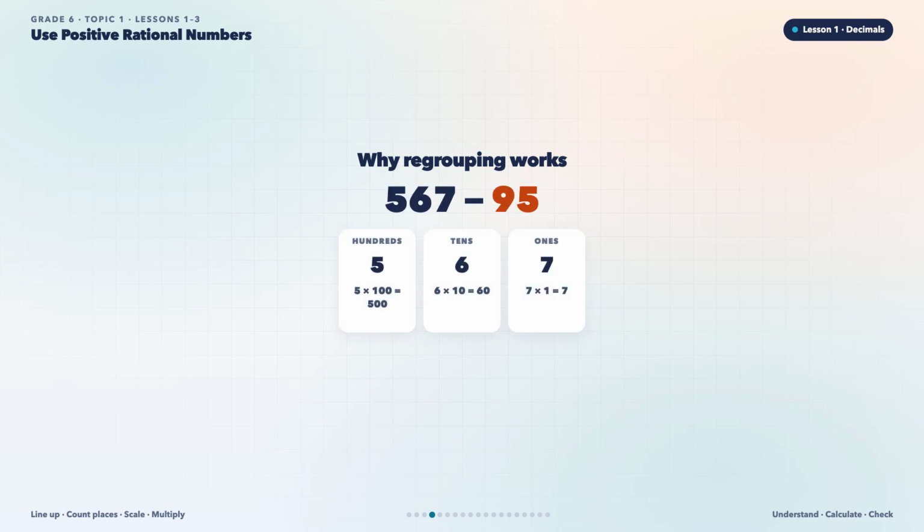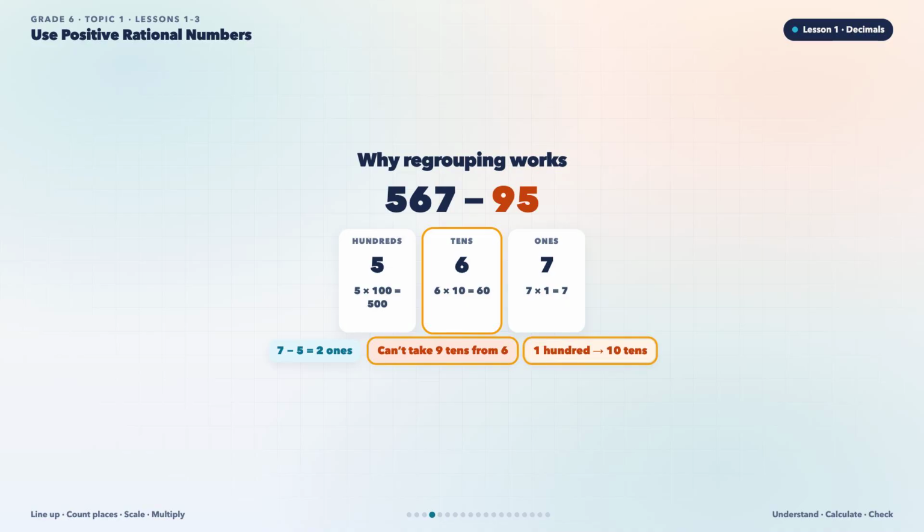567 minus 95. We can take 5 ones from 7 ones, but we cannot take 9 tens from 6 tens. So we regroup 100 as 10 tens. Now we have 4 hundreds, 16 tens, and 7 ones. 16 tens minus 9 tens is 7 tens. 4 hundreds stay 4. The difference is 472. The value never changed. We just packed the same number a different way.